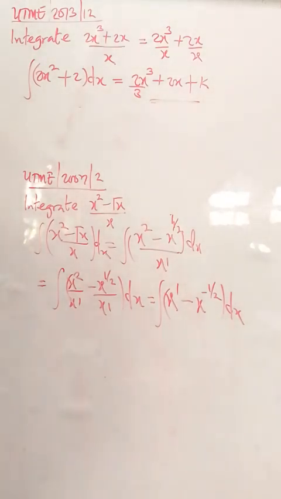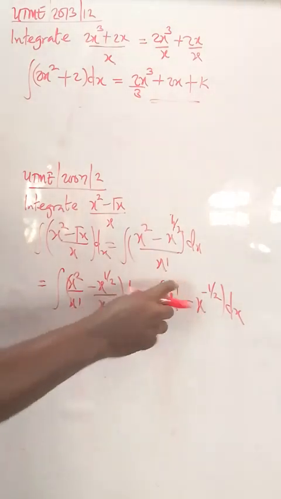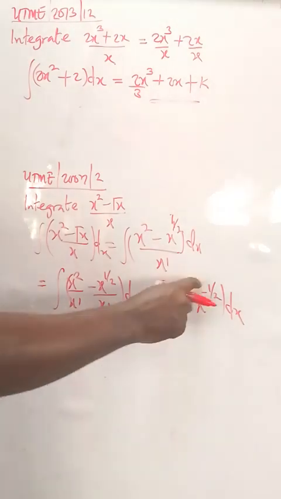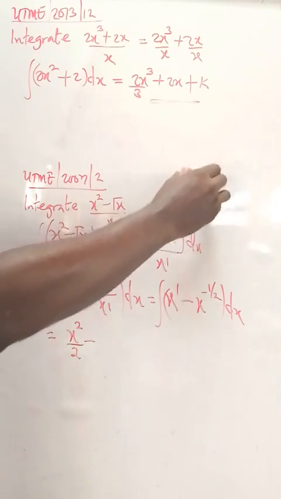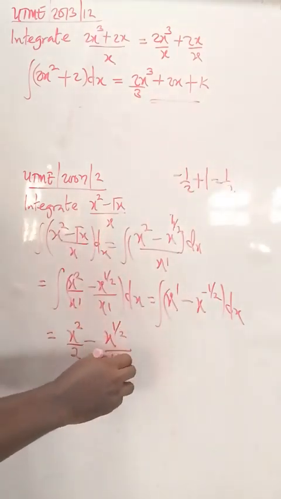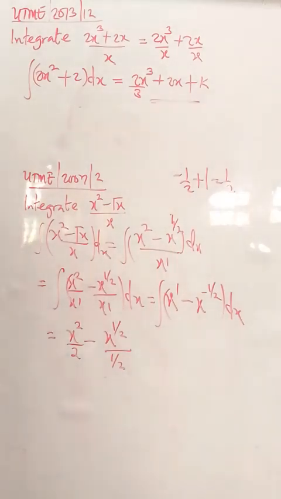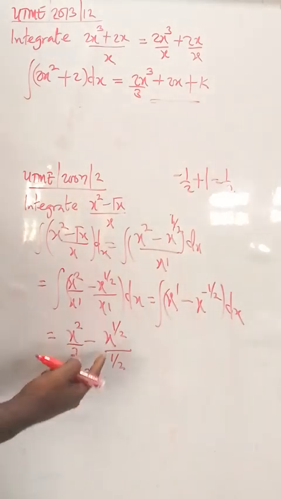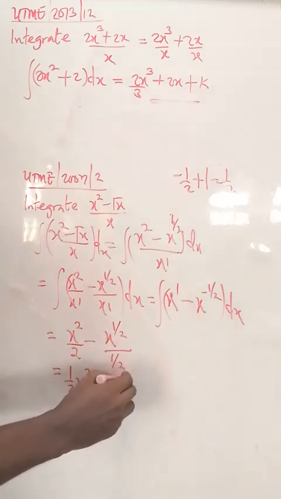What next? Now we can integrate. So the answer becomes: add 1 to the power of x squared, divided by the new power, over 2, minus, add 1 to the power. When you add 1 to minus half, the answer becomes half. That's x raised to power half divided by what? Half. Divide by half actually means multiplying by 2. For example, if I ask you, divide 100 by half, most of them say 50. No. When you divide 100 by half, the answer is 200. Divide by half, same thing as what? Multiply by 2. So here, I write it as half x squared minus, if you divide by half, it becomes what? 2x power half.